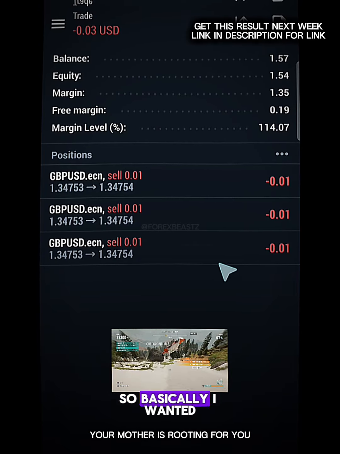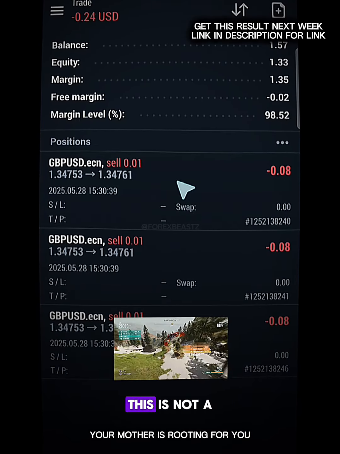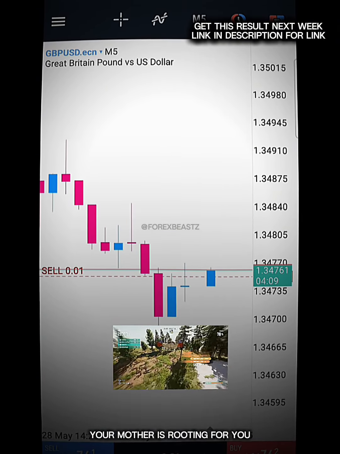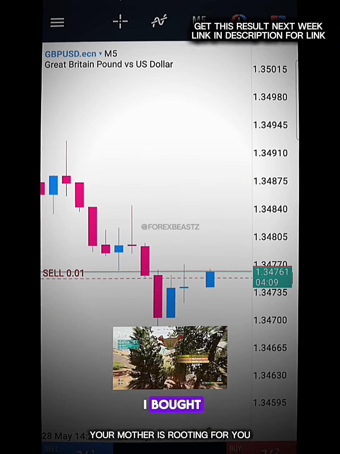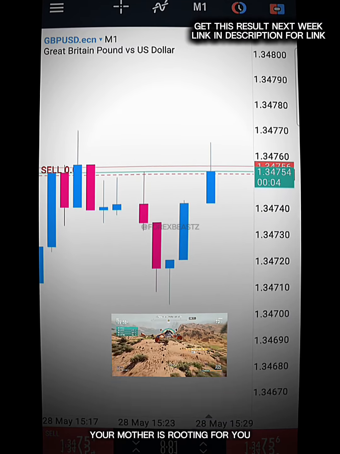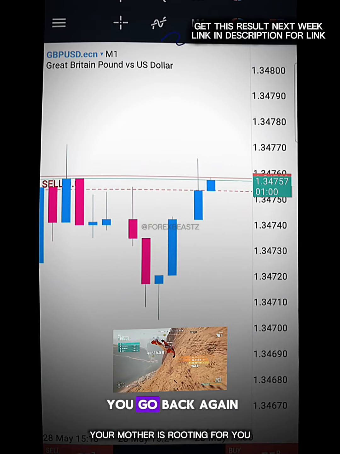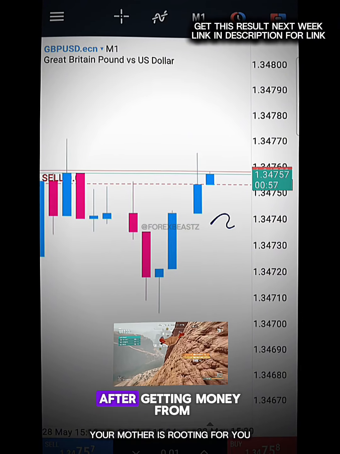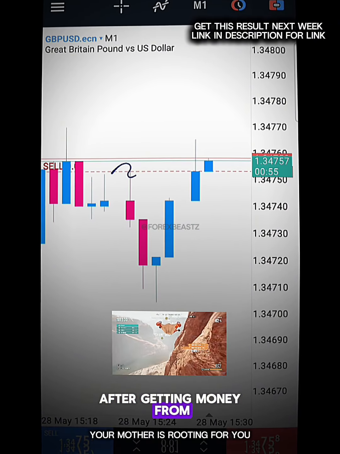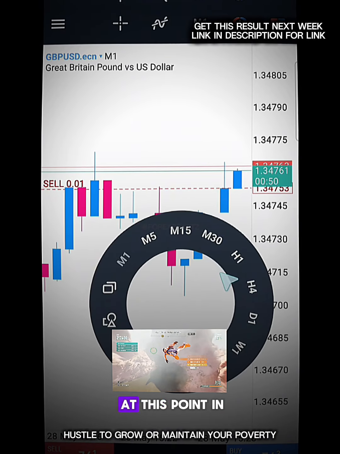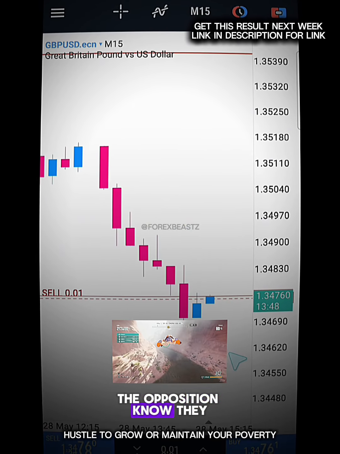So basically I wanted to gamble this thing. This is not a setup, this is like a buy to sell entry. So I bought, I saw an opposition, and then when you see an opposition, you sell, and then you go back again in future after getting money from the opposition to go and fight that opposition. But my guy, at this point in time, the opposition no dey even move me.